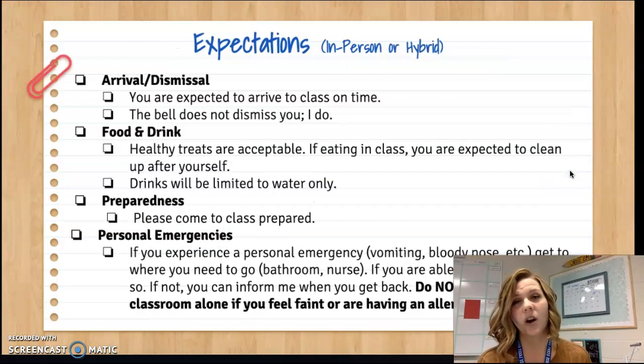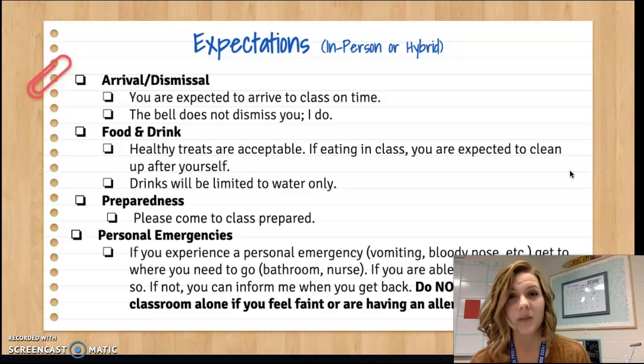These expectations are if we're in person or if we're in the hybrid model. And so first, I want you to know that arrival and dismissal matters. So you're expected to arrive to class on time. Also, if you're in class with me, the bell does not dismiss you, but I do.